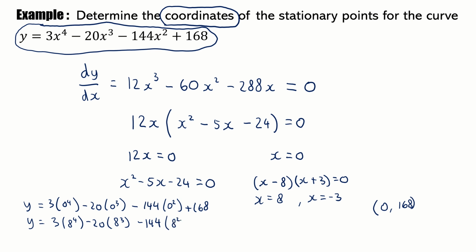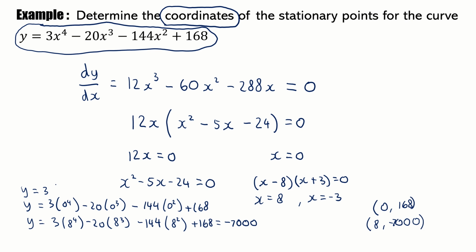And that'll end up with a very big number. We're going to end up with minus 7,000. Which therefore means we know the second stationary point would be (8, minus 7,000). And then lastly, we're going to plug in x equals minus 3 into our equation.